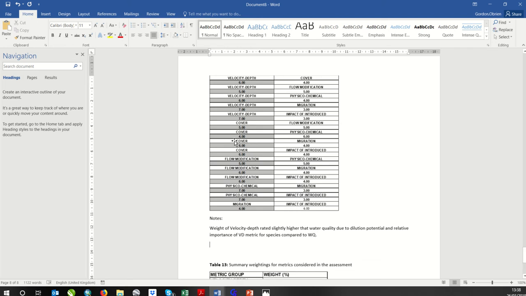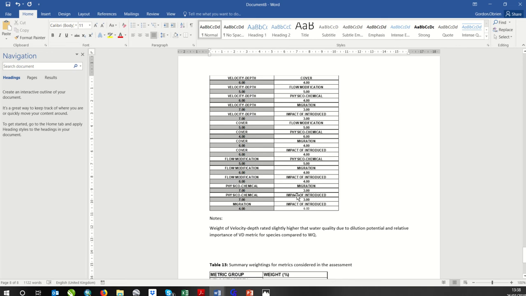Cover and flow is the same. Cover and water quality. I've said water quality is slightly more important. Cover and migration. Cover is more important. Flow, physicochemical is the same. These are no flow. So if you've got no flow conditions, then water quality becomes a big issue. Does that make sense? Because then you don't have the dilution. Flow and migration. Flow is more important. How about this? Physicochemical and migration. If you don't have a habitat to migrate to, migration doesn't matter.